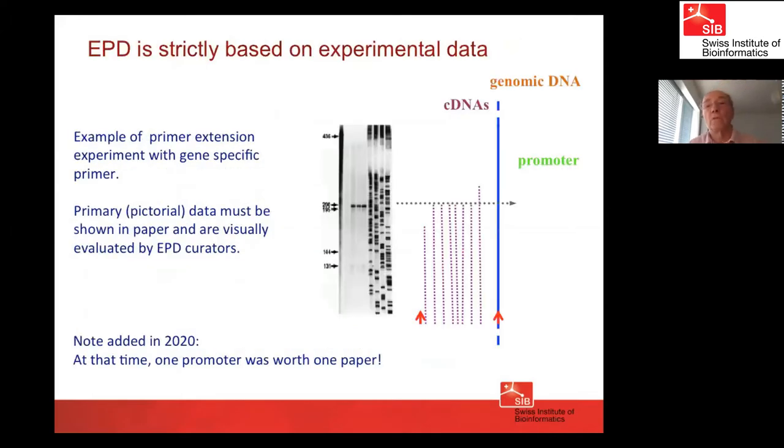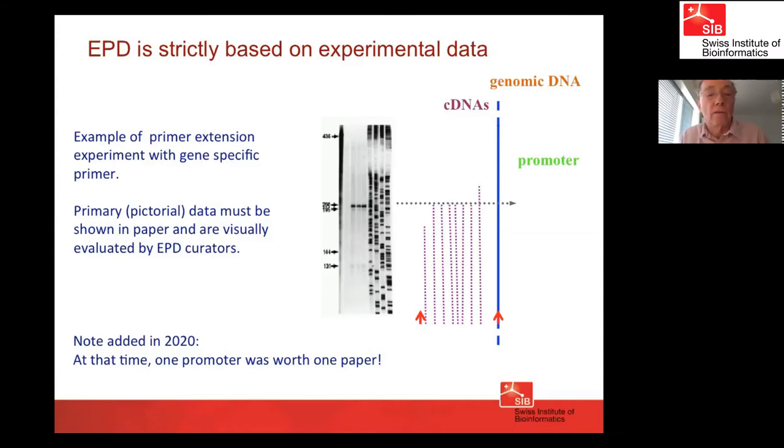So just an example of the old experiments. You see the picture. This is a primer extension experiment. People used a primer somewhere in the upstream regions of the RNA and then reverse transcribe this primer and put the products on a gel. And with the parallel sequencing lane, Sanger sequencing lane, you can map the transcription initiation site to the sequence. In this case, it's actually quite sharp.